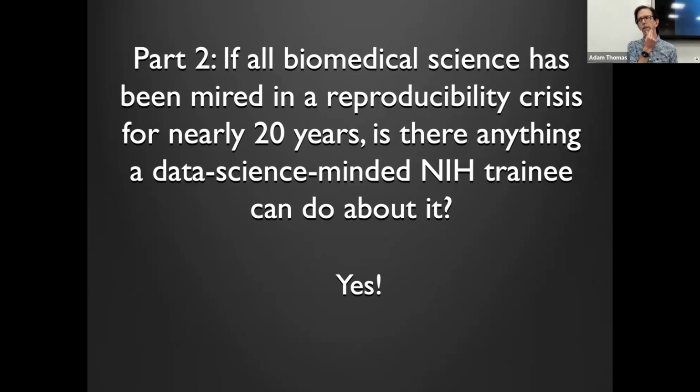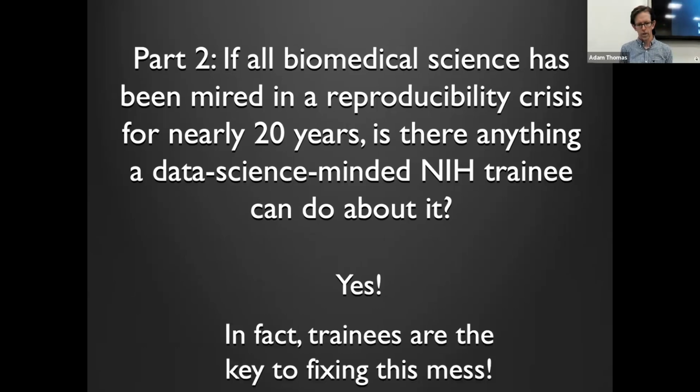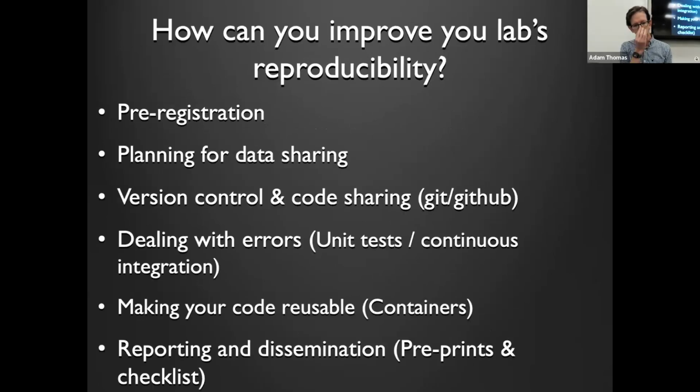So our team, if anything, we try to target the trainees because we believe that is where the change is going to come from. The scientists who have been doing this for 20, 30, 50 years are largely happy with the way they're doing it, and they're far less amenable to change, with notable exceptions. But we find that trainees are where the change comes from. In fact, the trainees are the key to fixing the mess. So how can you improve your lab's reproducibility?